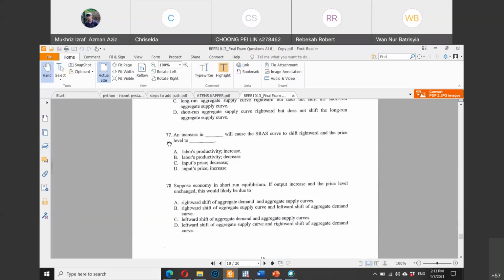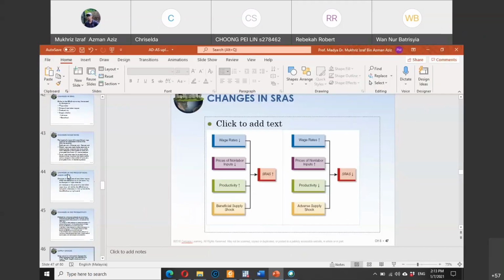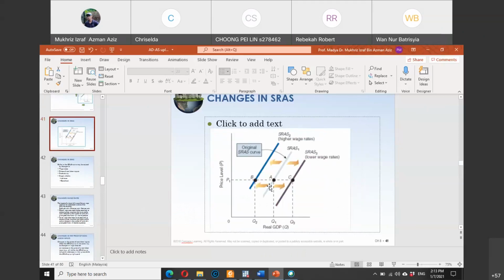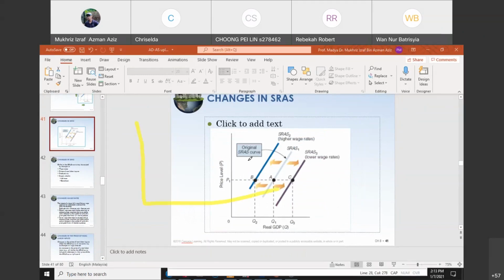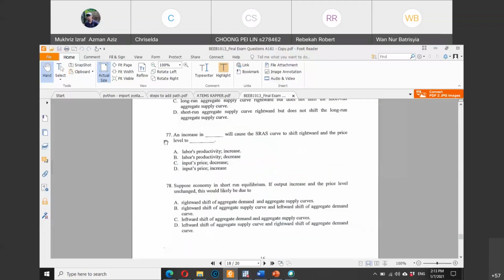For 77, we are talking about an increase in labor productivity causing the supply curve to shift rightward and the price level to decrease. So the graph shifts downward. If you are given AD and AS, and AS shifts to the right, this is S1, this is S0, so quantity will increase and price will fall. I just want to highlight the decrease in the price level. So the answer should be B.